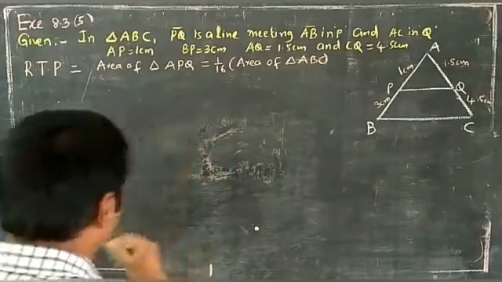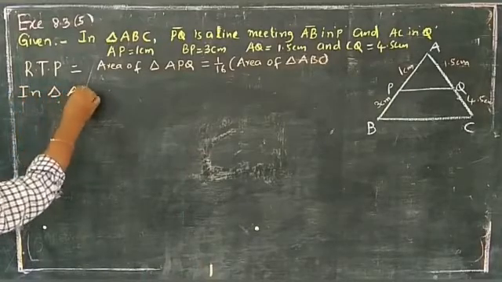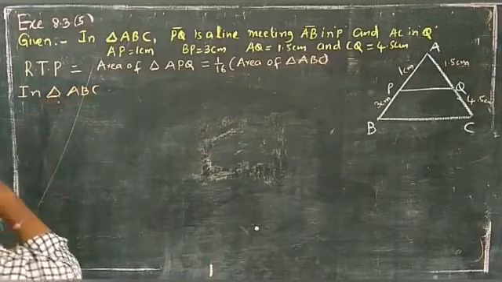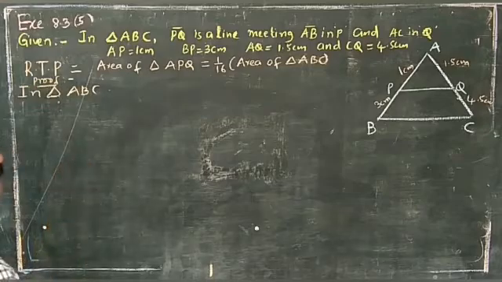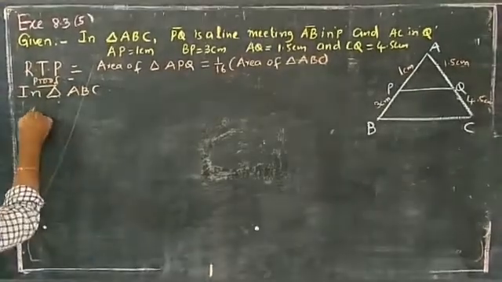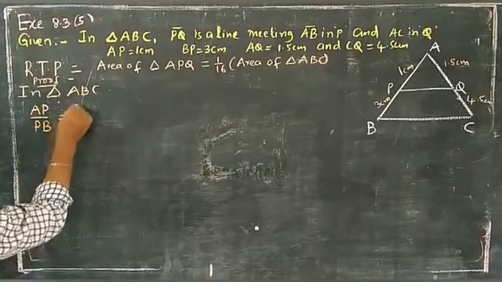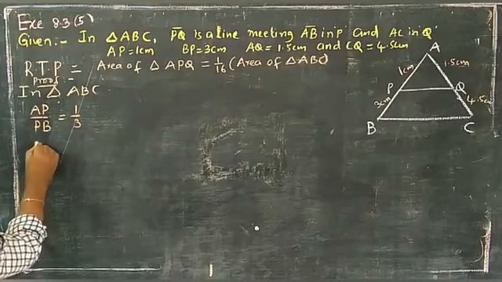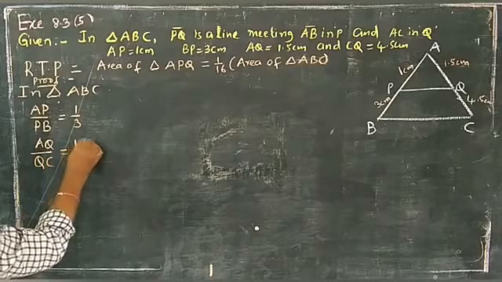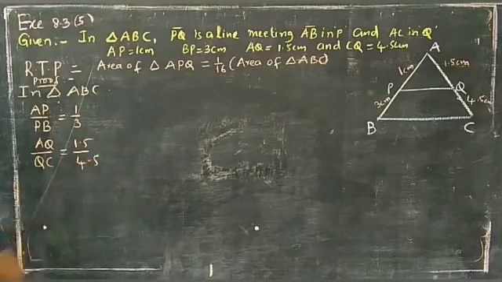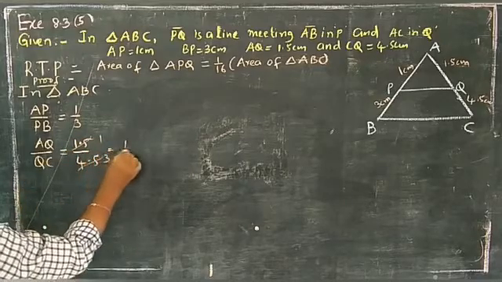We have to check. In triangle ABC, once I check the relation, AP by PB is equal to 1 by 3. The same way, AQ by QC is equal to 1.5 by 4.5. Making it the simplest form, we get 1 by 3. So it is equal to 1 by 3.